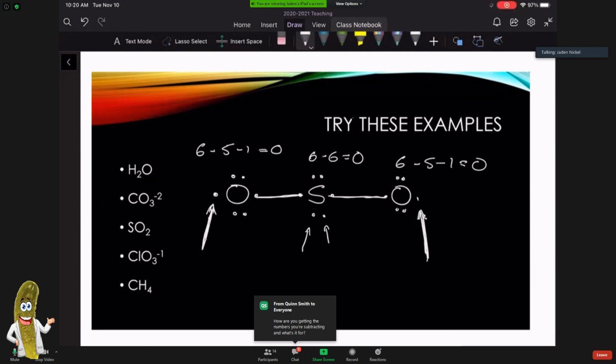Quinn, how I'm getting those numbers is I'm saying I know oxygen has 6 valence electrons. It has 5 dots around it, and it has 1 bond. So that's where I'm getting those numbers from.